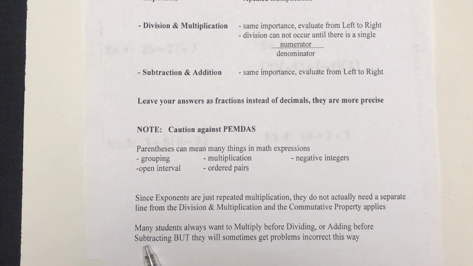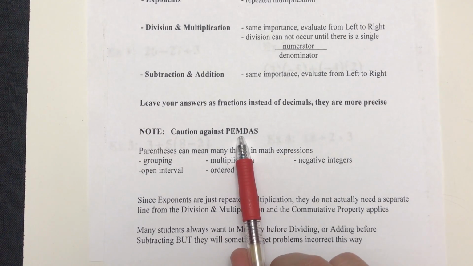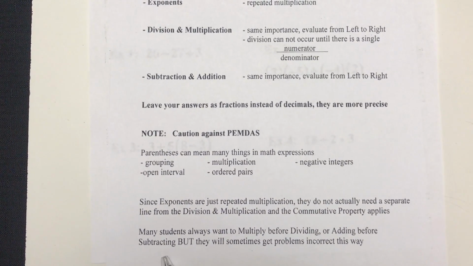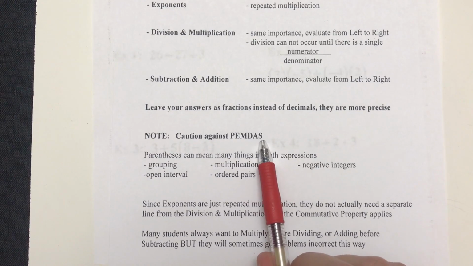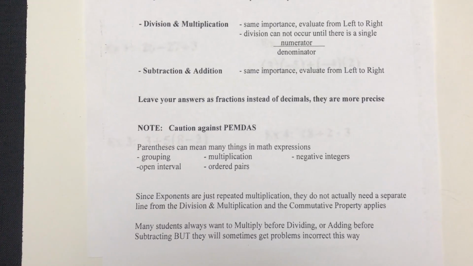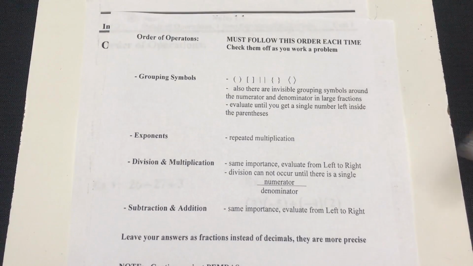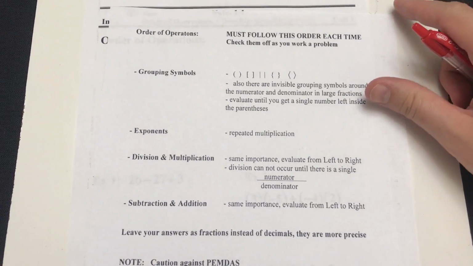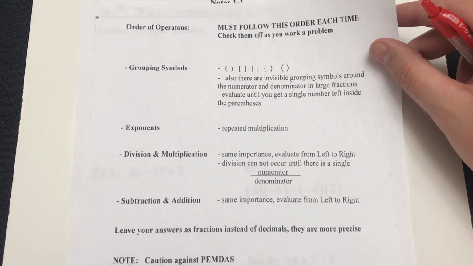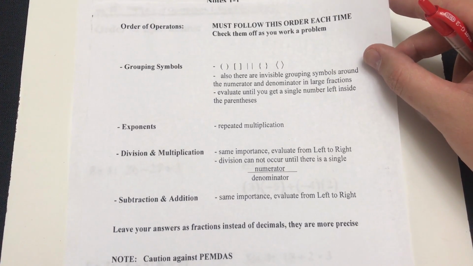Another caution with PEMDAS is many students always want to multiply before dividing because they see the M in front of the D. Or they want to add before subtracting because they see the A in front of the S. But you will sometimes get the problems incorrect this way. So we're going to be checking off these steps from the order of operations on each problem as we go. Let's proceed to example 1. You can pause this video at any time before the answer is revealed, but check off the steps for the order of operations as you complete them.